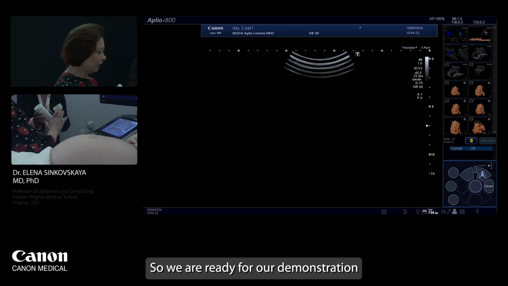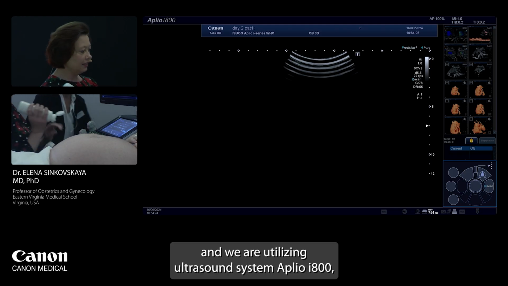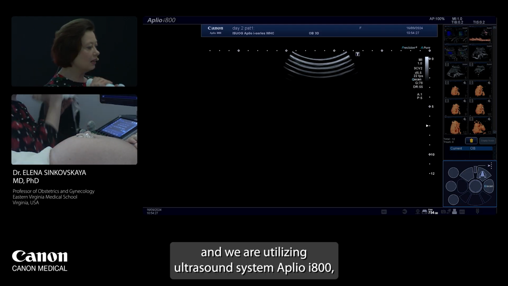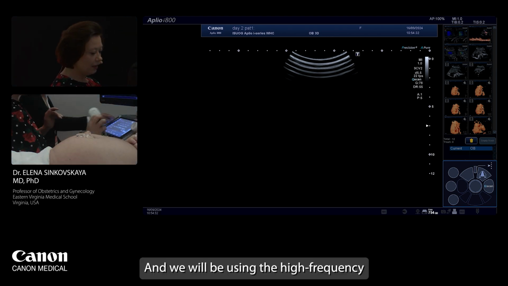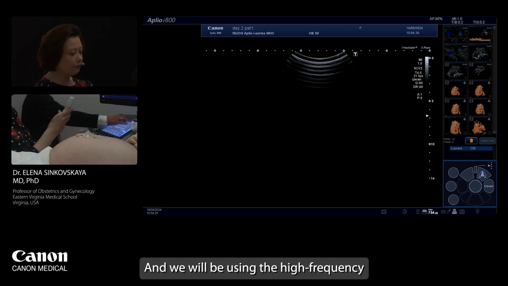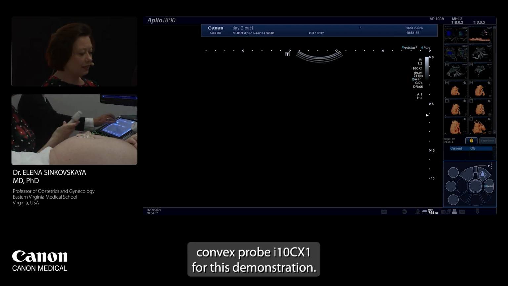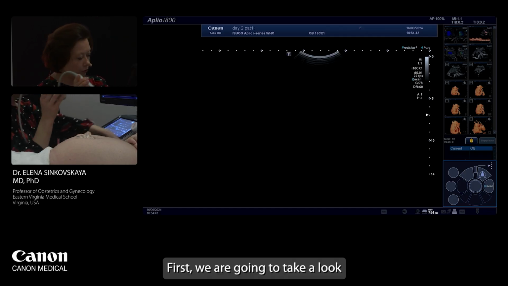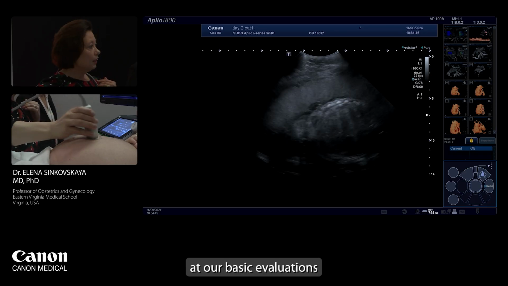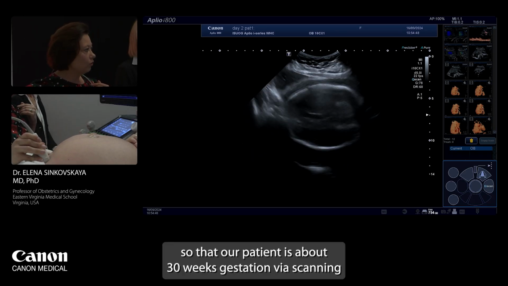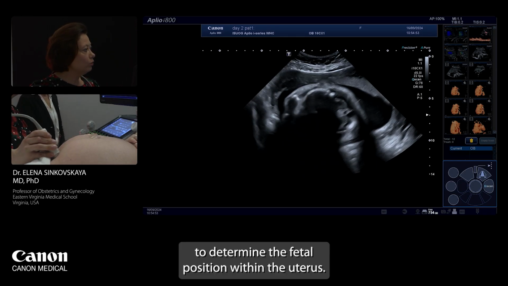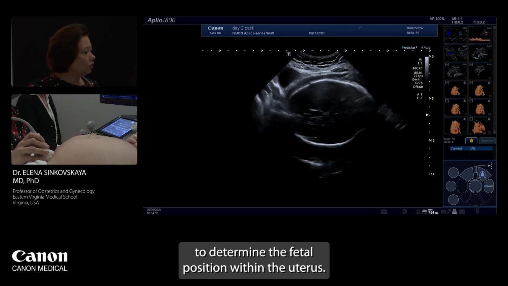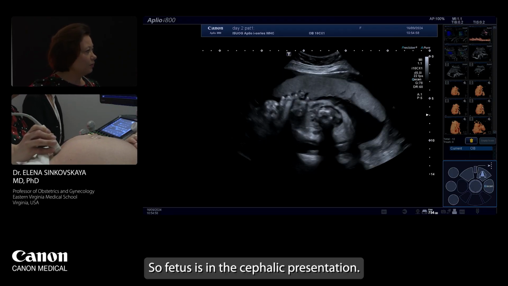So we are ready for our demonstration, and we are utilizing the ultrasound system Aplio i800, and this is the Prism Edition, and we will be using the high-frequency convex probe i10CX1 for this demonstration. And first, we are going to take a look at our basic evaluation. Our patient is about 30 weeks gestation. We are scanning to determine the fetal position within the uterus. So the fetus is in the cephalic presentation.